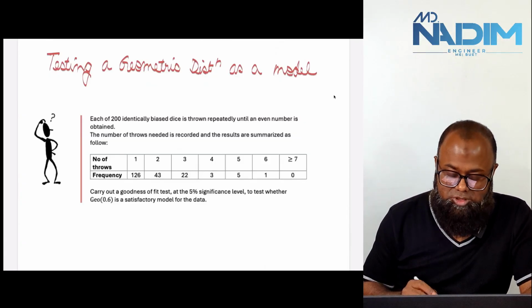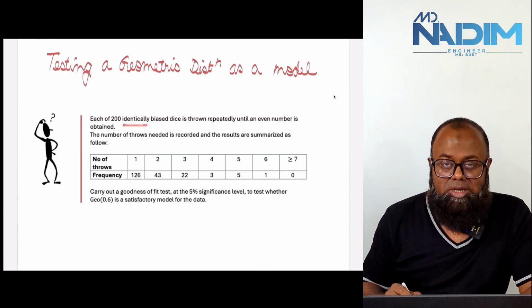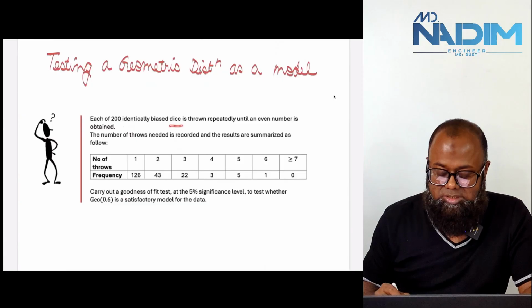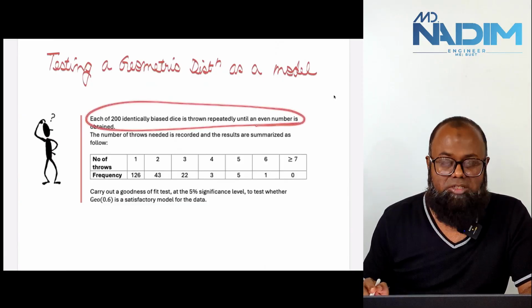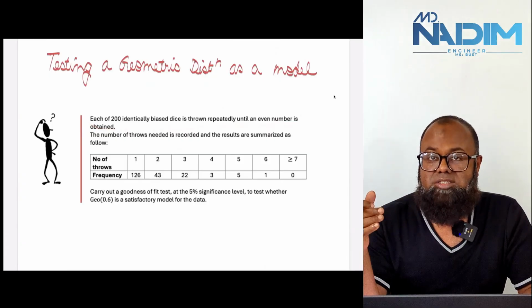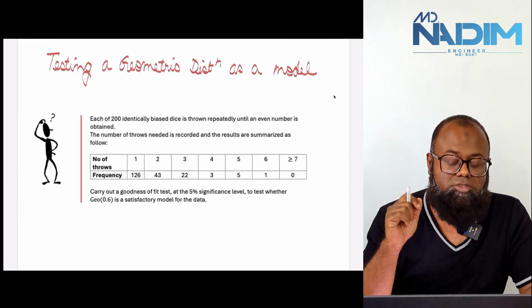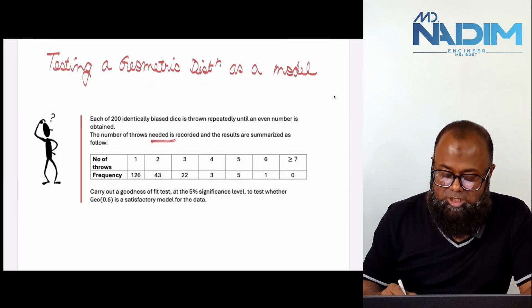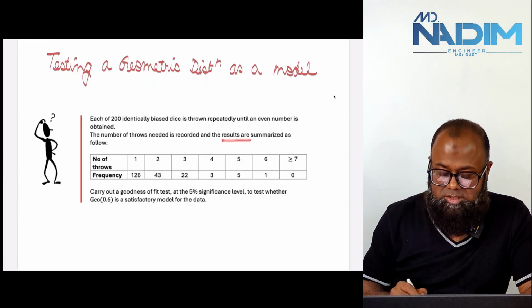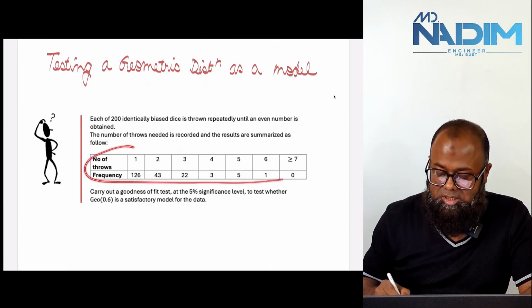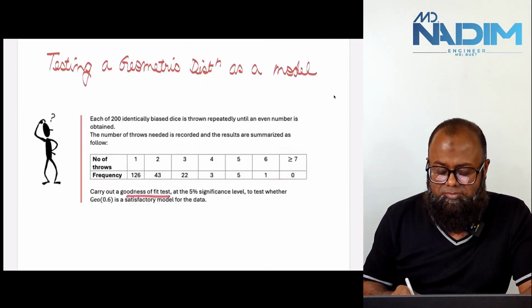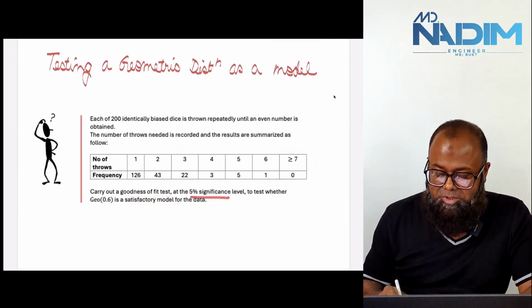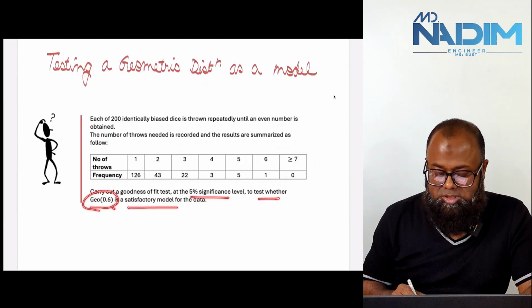Now, look at this question, guys. Each of 200 identically biased dies is thrown repeatedly until an even number is obtained. So, until we get a success, that is obviously geometric distribution. The number of throws needed is recorded and the results are summarized as follows. This is the given table. Now, carry out a goodness of fit test at 5% significance level to test whether geometric distribution is a satisfactory model for the data.